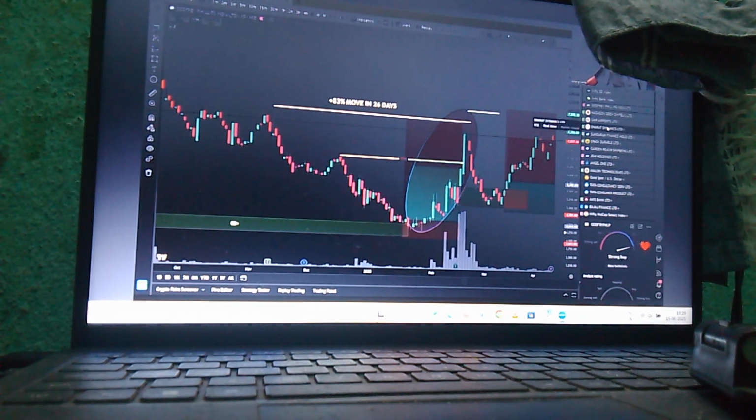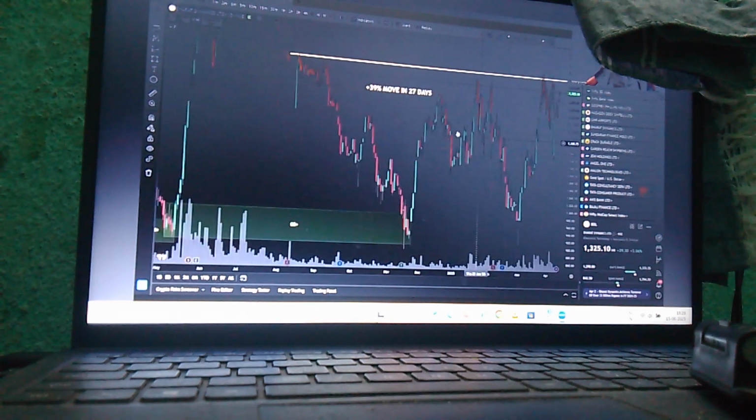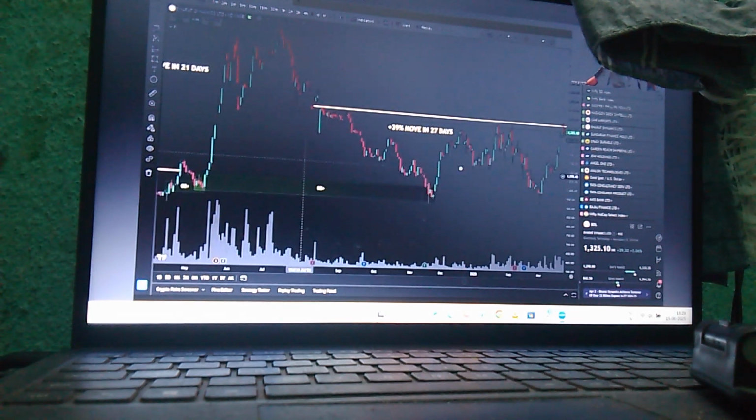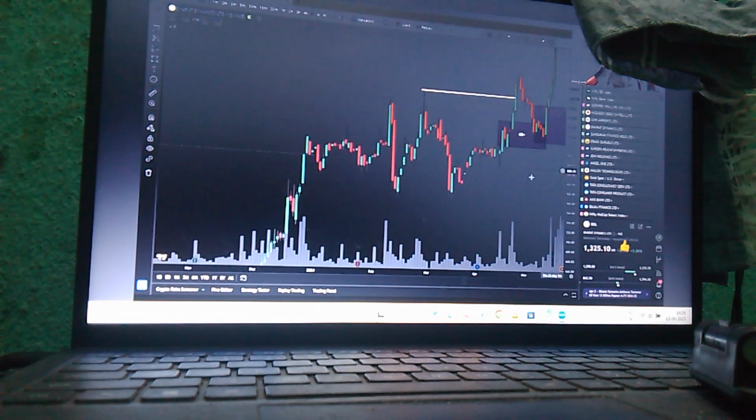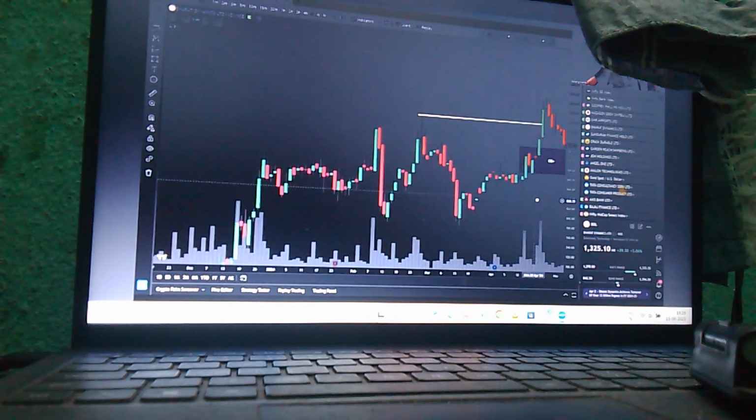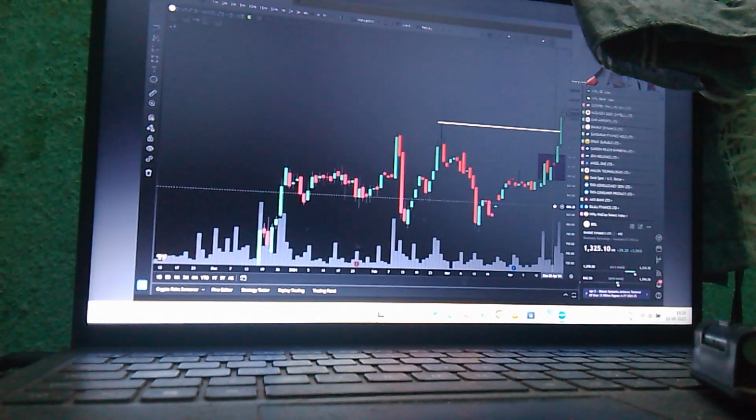Now let me take another example. Let's say Bharat Dynamics, right? I'll take Bharat Dynamics as an example, and I will show you the same structure, right? So now you can see this is a very clearly identifiable order block.